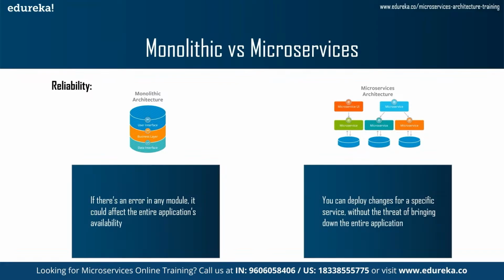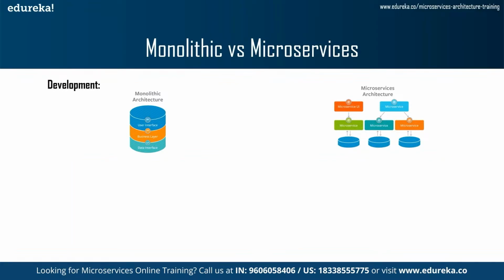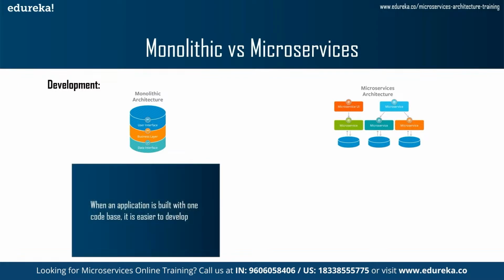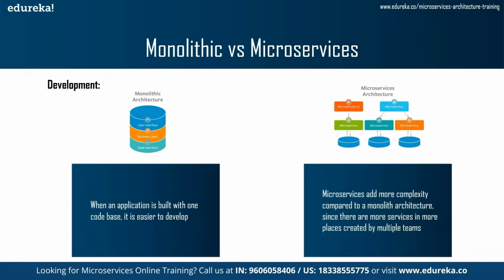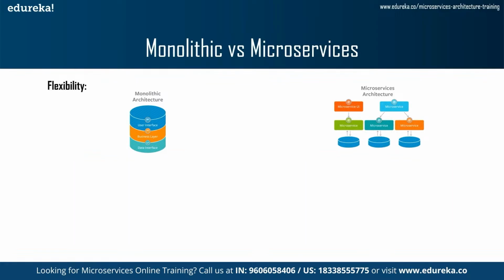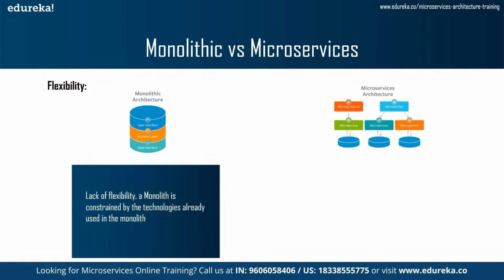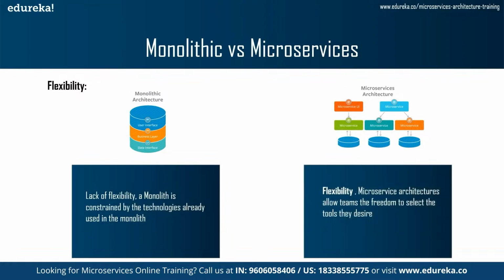The fifth comparison we have is development. In monolithic architecture, when an application is built with one code base, it is easier to develop, whereas microservices add more complexity compared to a monolith architecture, since there are more services in more places created by multiple teams. The sixth comparison we have is flexibility. In monolithic architecture, due to lack of flexibility, a monolith is constrained by the technologies already used in the monolith, whereas microservices architecture, on the other hand, is flexible.